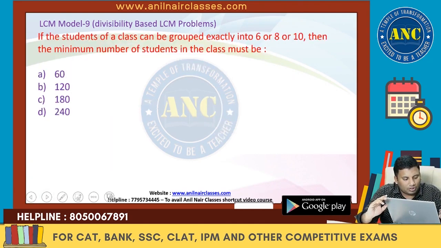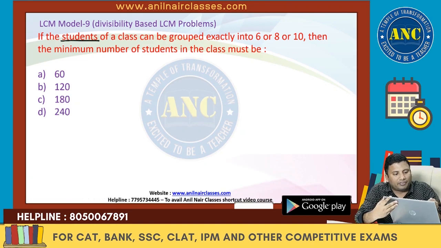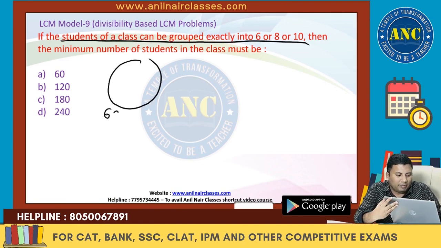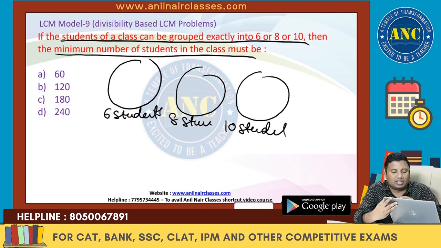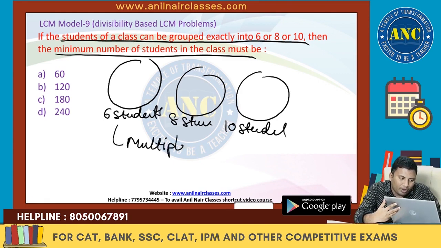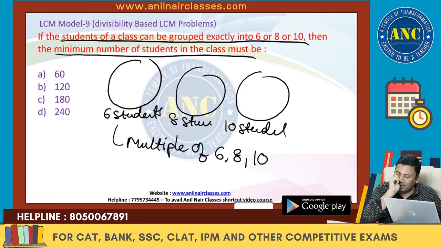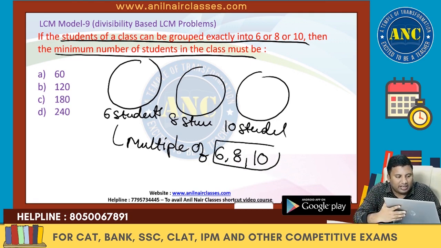Third question. If the students of a class can be grouped exactly into 6, there can be 6 students in a group. There can be 8 students in a group. There can be 10 students in a group. What is the minimum number of students in the class? The minimum number is nothing but a number which is a multiple of 6, 8 and 10.